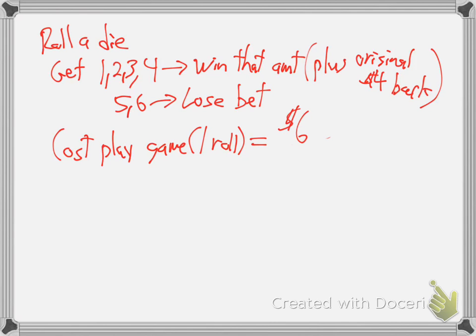$6 to play the game. You can win 1, 2, 3, or 4, or you can lose your original 6 if you roll a 5 or 6. Well, let's get down to the science of figuring out exactly. This is the science that the casino industry lives and dies by. In fact, they live. They don't die. They do quite well, don't they?